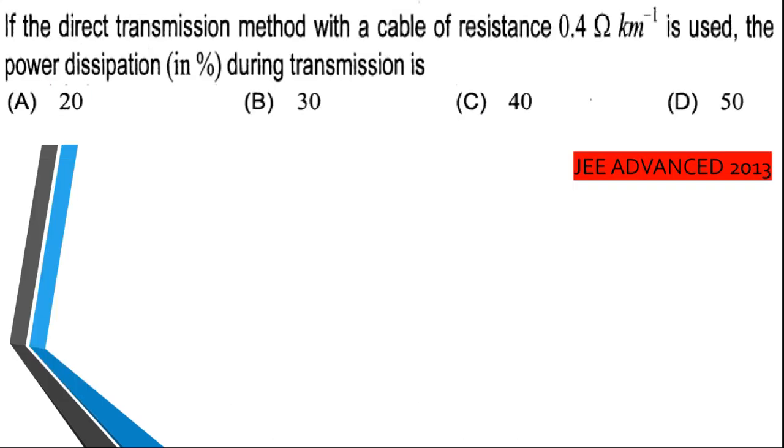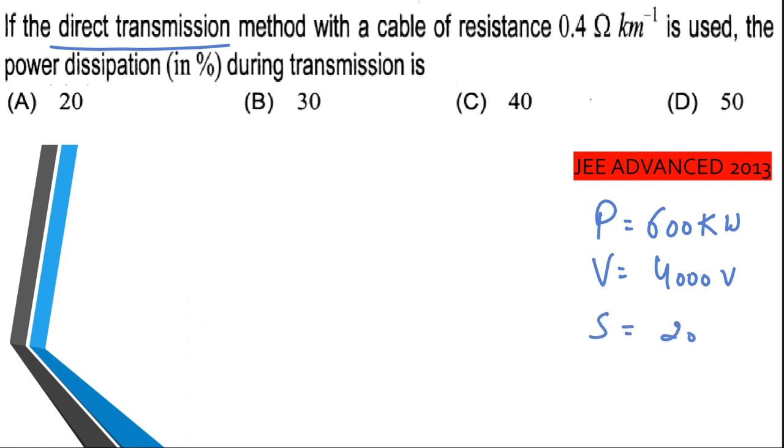Now let us move on to our first question based on this passage. The question is of direct transmission case. Now we do not have to consider any transformers being used. The power which was 600 kilowatt generated is directly transferred with the help of a wire without any transformers in between. The voltage is 4000 volt and the distance given is 20 kilometer. Now read the question. It says the cable of resistance 0.4 ohm per kilometer is used. Then the power dissipation is... Now remember what I told you. The power dissipation will be simply equal to I square R.